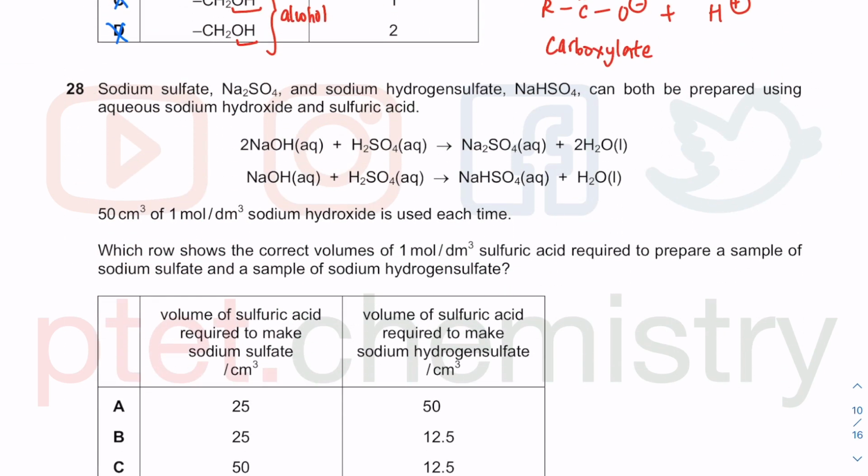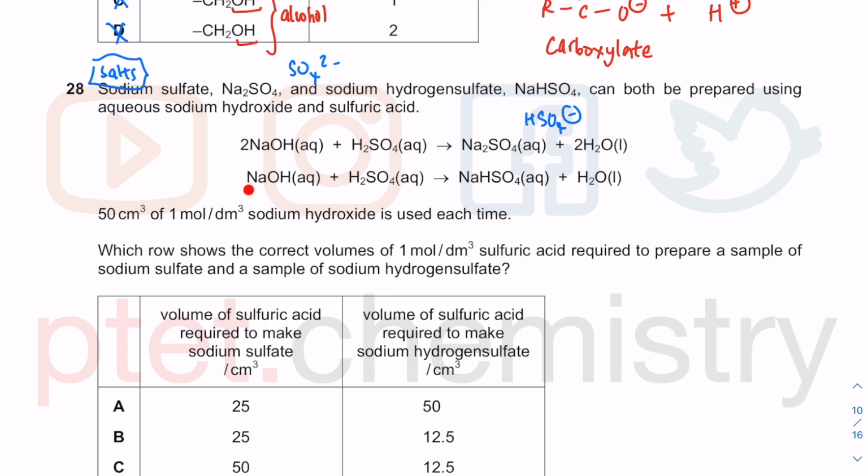Question 28, we have salt. These are 2 different salts because the H+ of the acid, in this case sulfuric acid, can dissociate 2 times. Giving away 1 H+, you get HSO4-, and giving away another H+, you end up with SO4 2-. Now they both can be prepared from the reaction of sodium hydroxide and sulfuric acid. It just depends on the mole ratio.